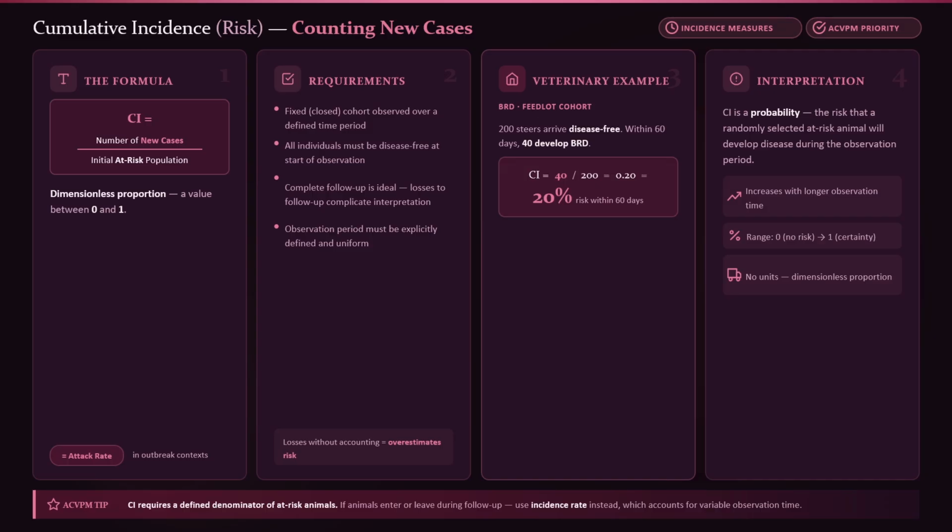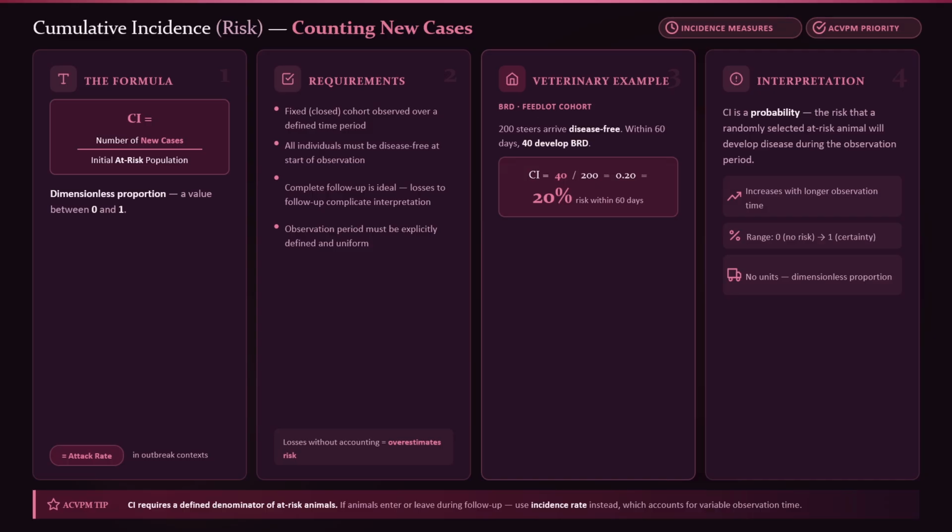The numerator is new cases only, animals that were disease-free at the start and became cases during follow-up. An animal that was already sick when you started watching doesn't count. The denominator is the at-risk population at the start of the observation period. This is crucial. Animals that already have the disease or that are immune and therefore not at risk should be removed from the denominator before you calculate.